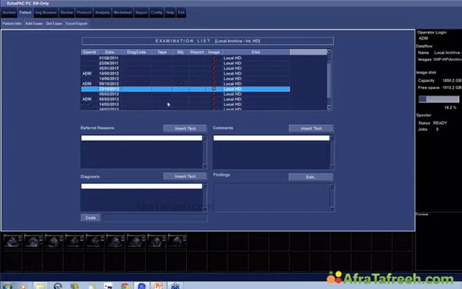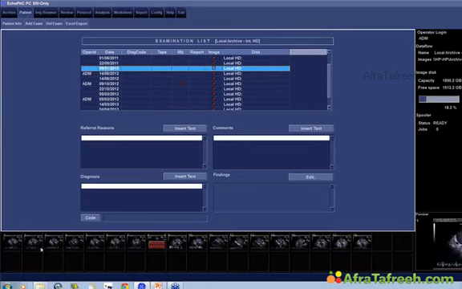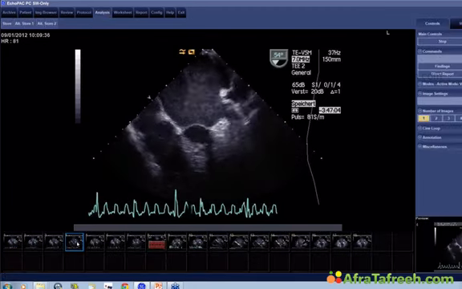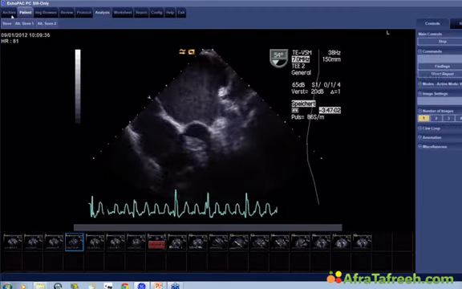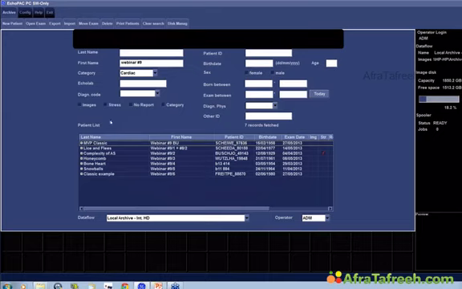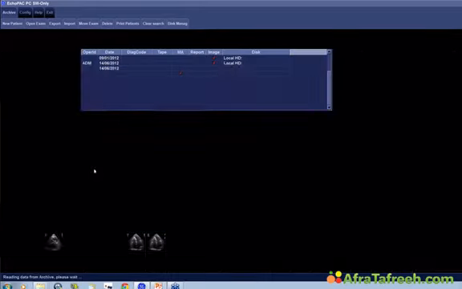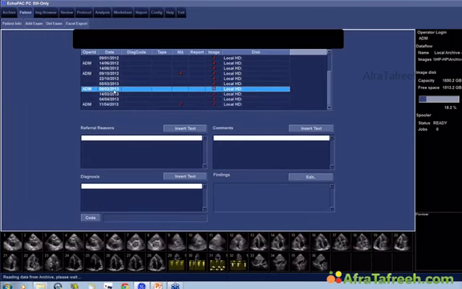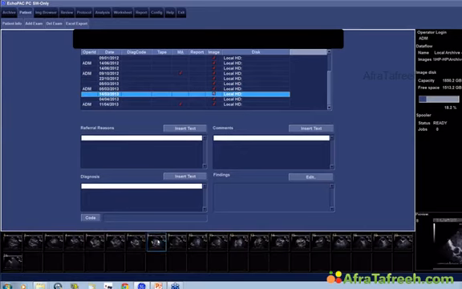Let me see if I find the right study here. Here, this is the TE study. Okay. Oops, not the right one. Excuse me. I think this is the right one here. Okay, here we have it.